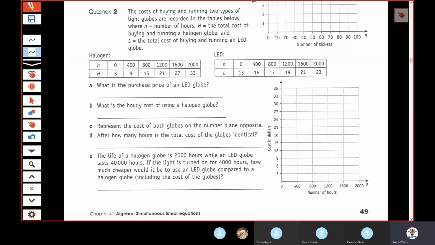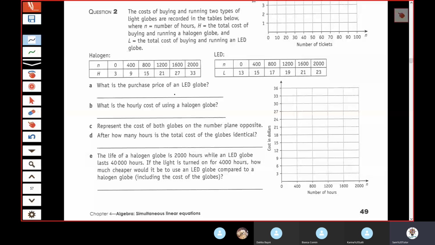Of course. Halogen, the old lights. And LED are the new lights that are usually wider and whatever. But halogen, they've got that little wire connecting the two things, and then you got a little light. All right, whatever. Nothing interesting.